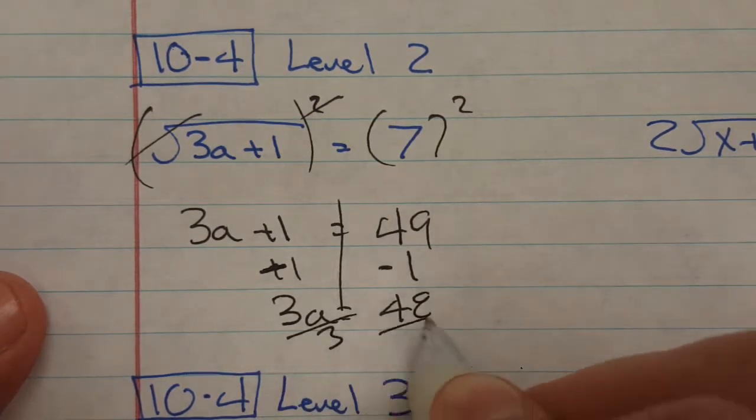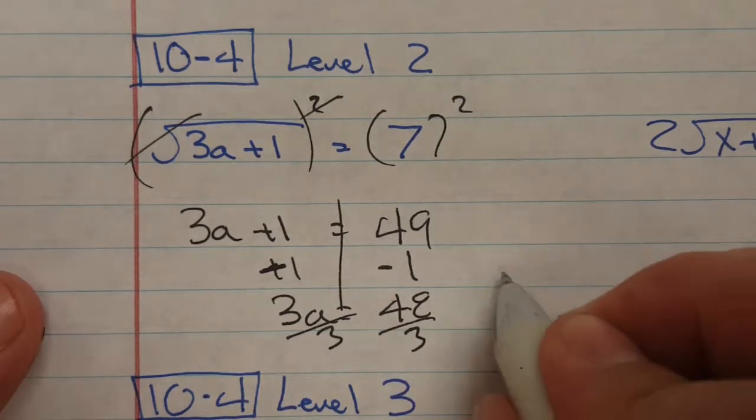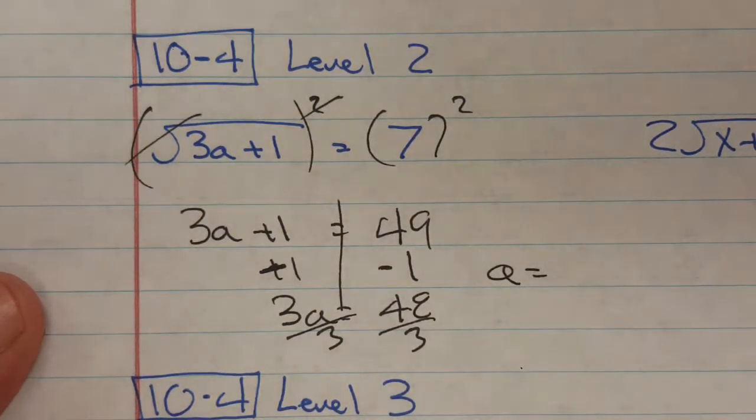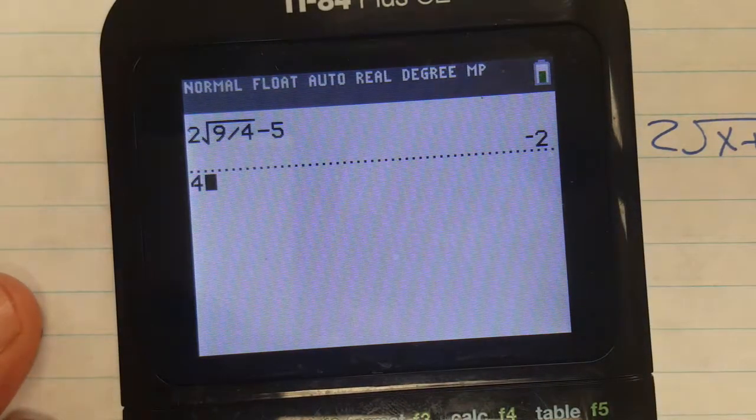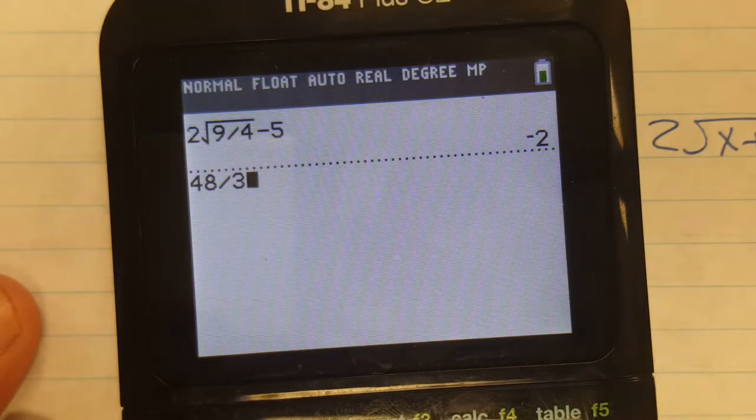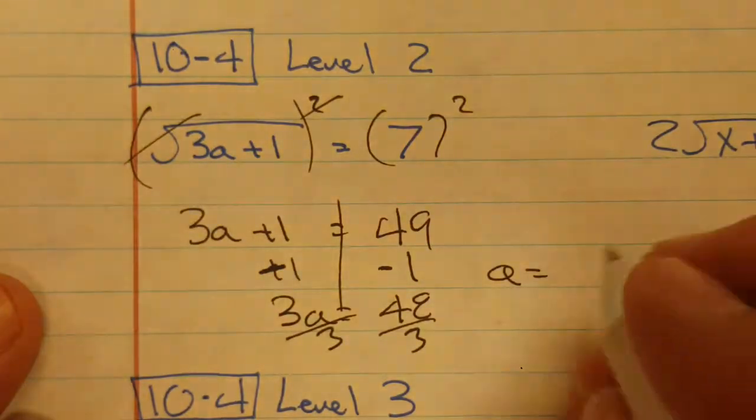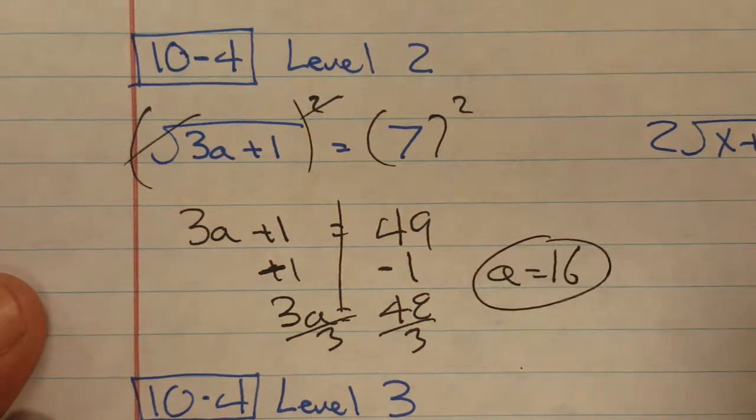Also running out of room down here. Divide both sides by 3. A is going to equal, I don't know, 40 off the top of my head. I'm tired, it's been a long day. Looks like it's going to be 16. There we go. Okay, let's double check.